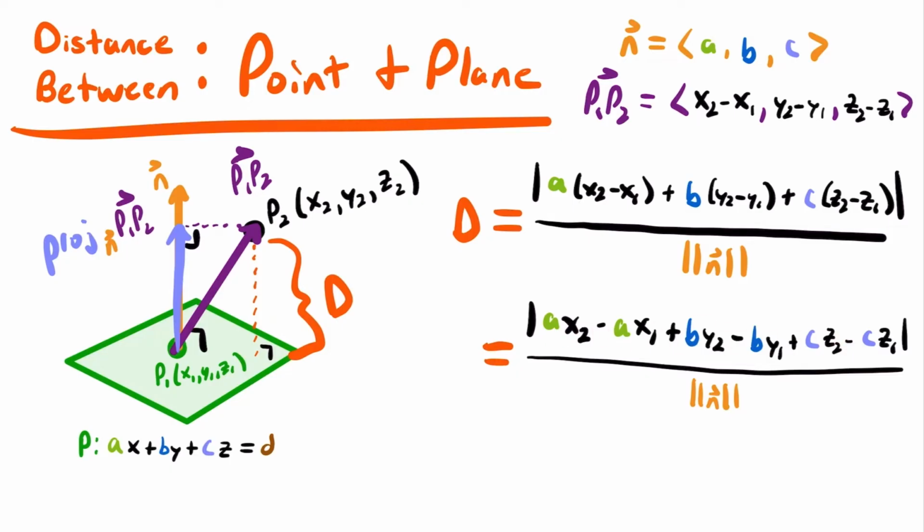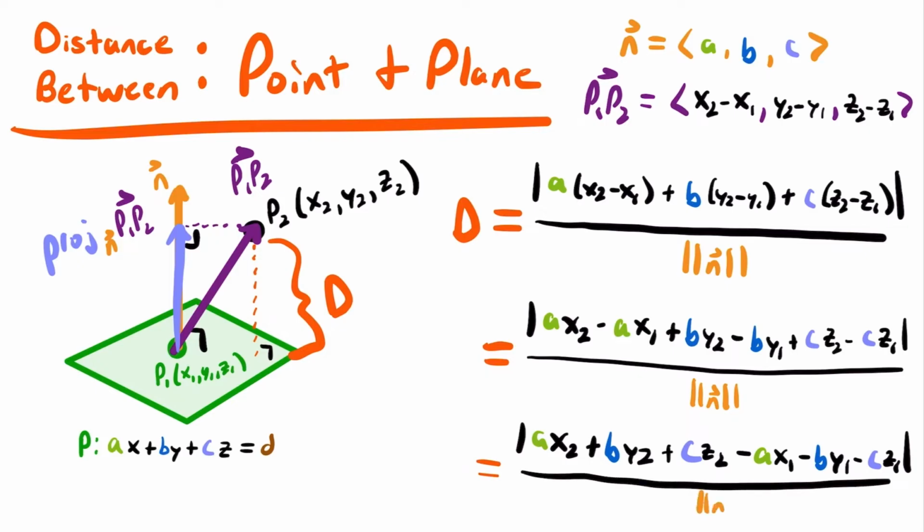I'm going to group them in such a way that we have all of the coordinates involving a subscript of 2 in the front, and then all the terms with the coordinate having a subscript of 1 at the end. And so here's what I mean by that. This will be equal to the absolute value of a times x2 plus b times y2 plus c times z2, and then we will have minus a times x1 minus b times y1 minus c times z1. All right, and that's still divided by the magnitude of the normal vector once again.